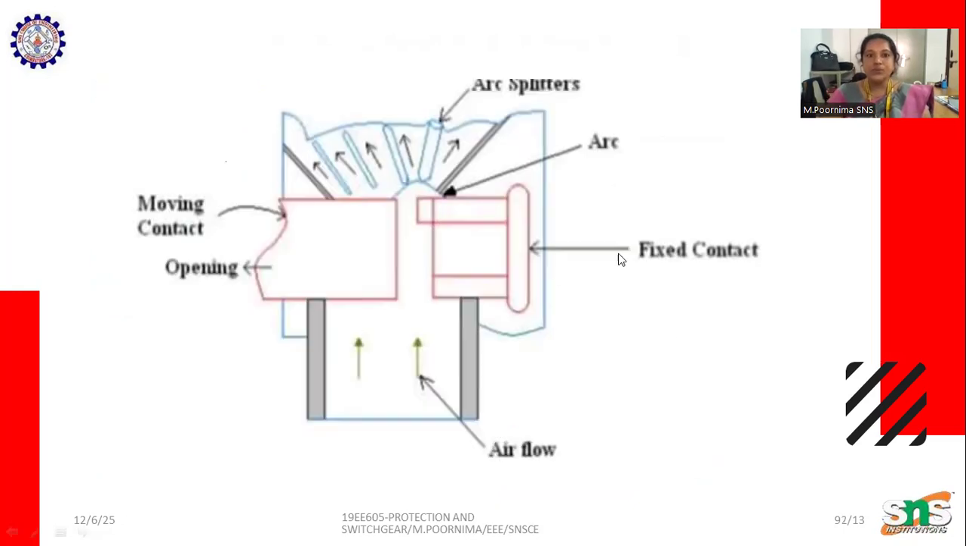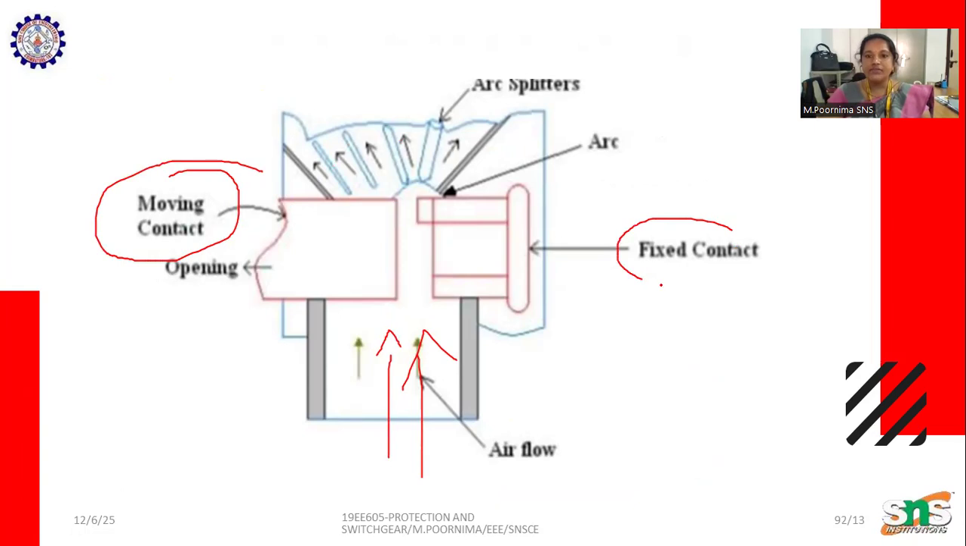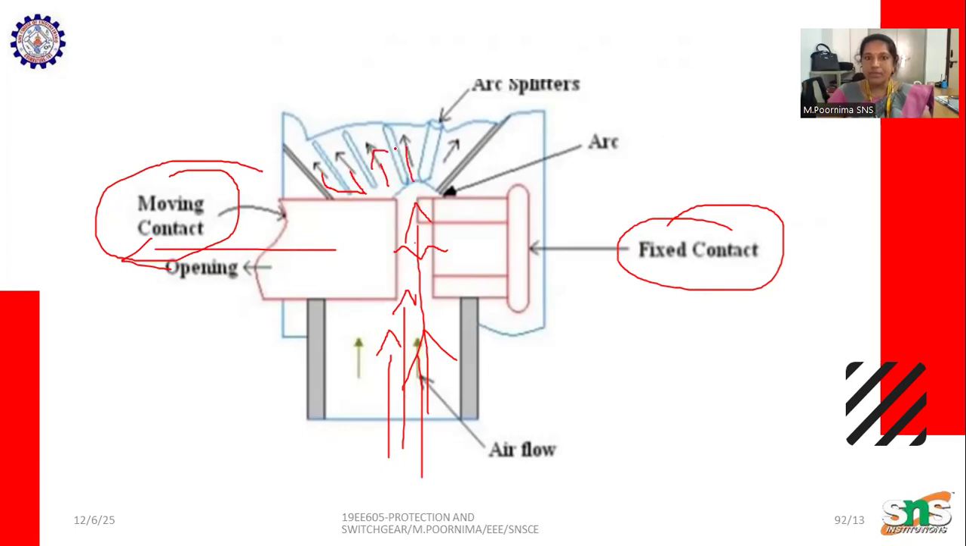Now coming to this diagram, we can see when air is flowing inside, we have a moving contactor and a fixed contactor. When the moving contactor moves and the air flows, the arc, which is already produced, flows through the arc splitter. This is one of the methods.